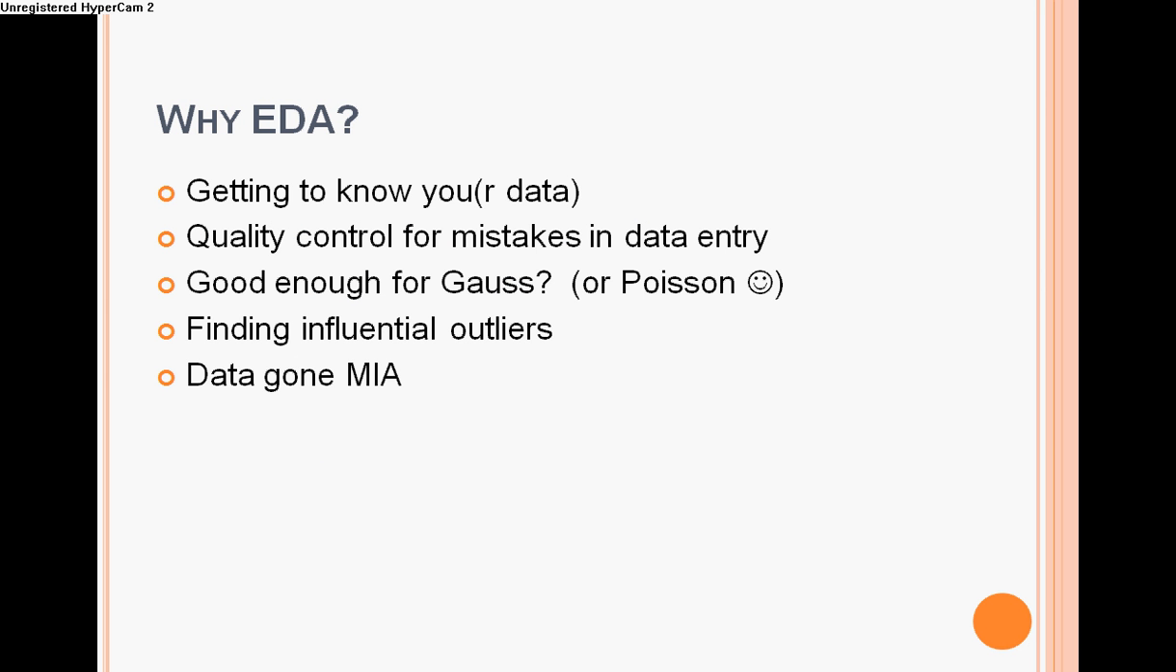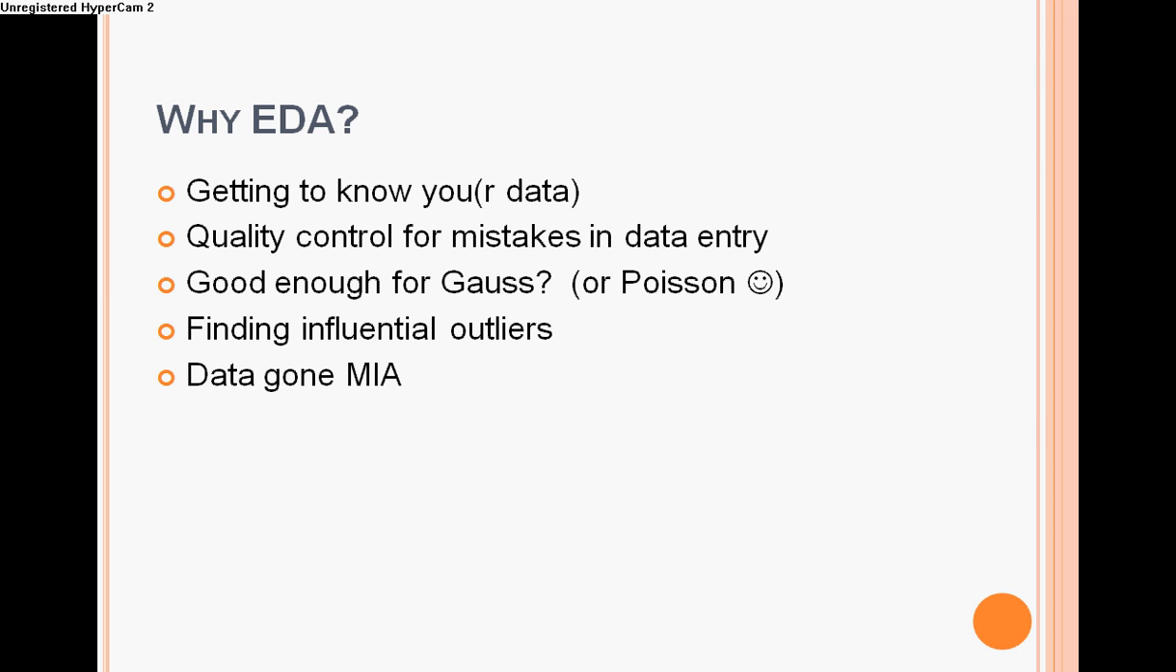First of all, you might ask yourself, why exploratory data analysis? Well, first of all, it's important to get to know your data. That will make it easier to interpret inferential statistics that come later. It's a good way of quality control for mistakes that you may have made in data entry. If you are performing analyses that require certain distributional assumptions to be fulfilled, this can help you decide whether or not you're fulfilling those assumptions. So is it good enough for Gauss or good enough for Poisson?